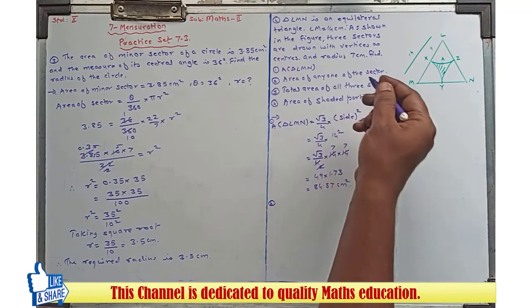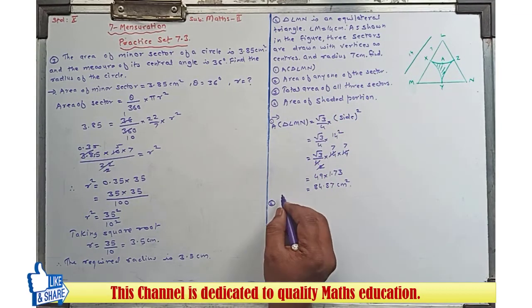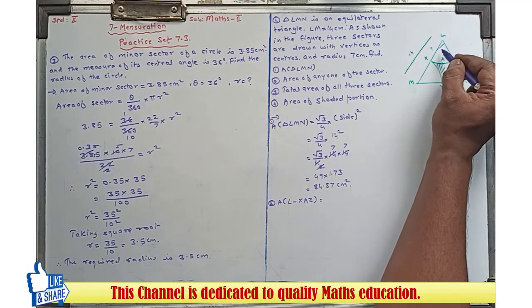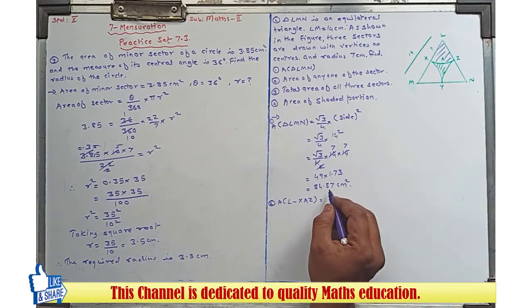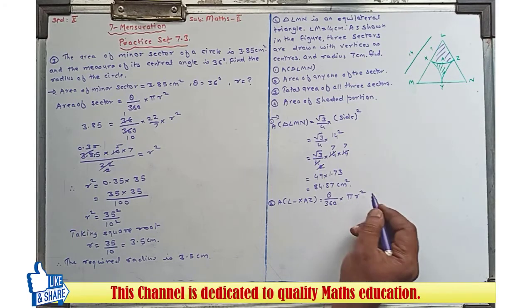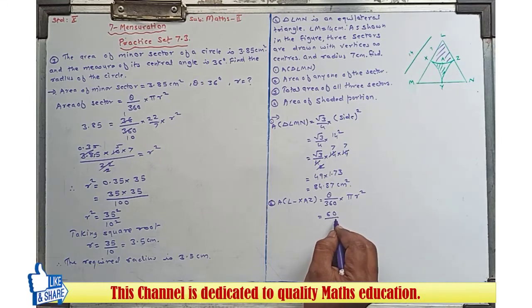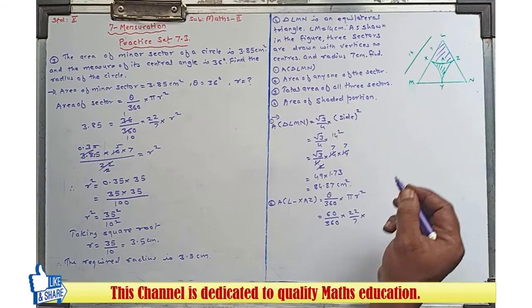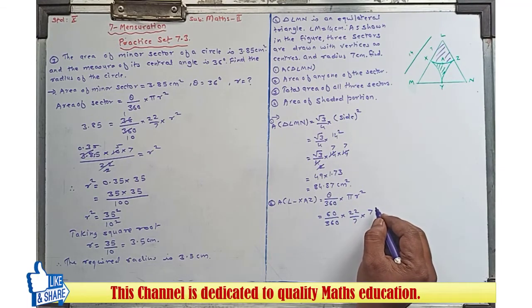Now second one, area of any one of the sectors. So we find here the area of sector L dash XAZ. This sector, we find the area of this sector, this one. It is theta/360 into pi r square. So theta is given as 60, 60/360 into the value of pi. We will take the value of pi as 22/7, into radius is given as 7 square.